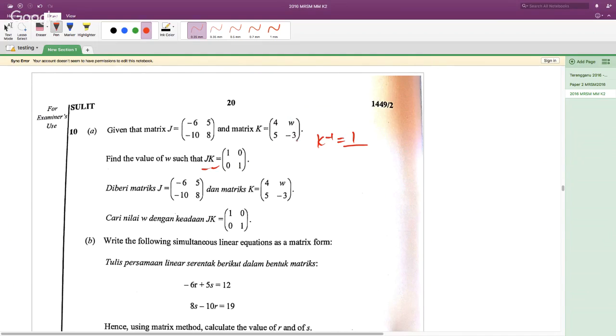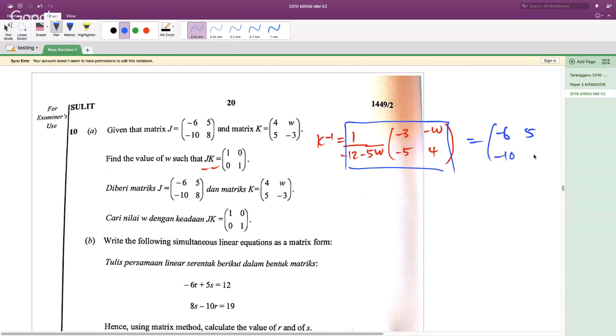So it's 1 over AD, which is negative 12, minus BC, 5W, times the matrix negative 3, 4, negative W, negative 5. Since I know the whole matrix here should equal the matrix J, because just now I showed you they are the same, you can actually see some relationship here. This is negative 5, this is negative 10. This is 4, this is 8. This is negative 3, this is negative 6. So they are double, right?